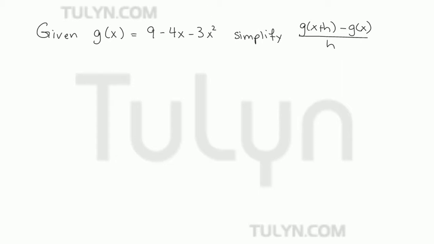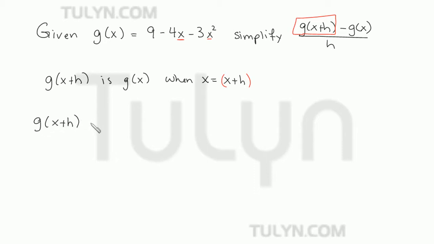The first thing we want to evaluate, which is the toughest thing, is this g of x plus h. So g of x plus h is equal to g of x when x is equal to x plus h. Basically, every time we see an x in our original function, we want to replace it with this value, x plus h. So let's do that.